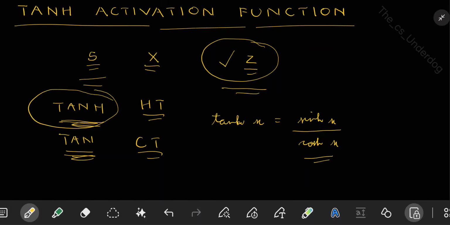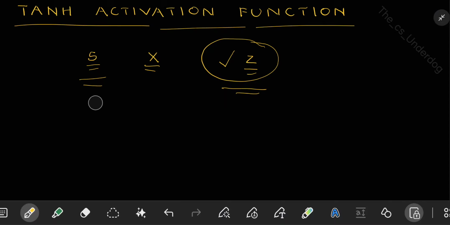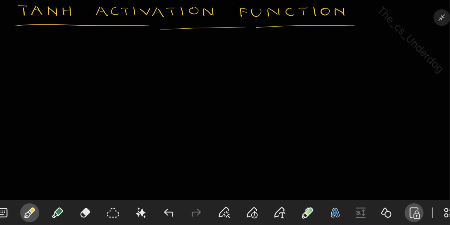Okay, let us get into this. We'll see what is tan hx and how it can be used as a good activation function. This is the point of this lecture. First thing, what is the requirement of an activation function? It is supposed to add non-linearity into your neural network.